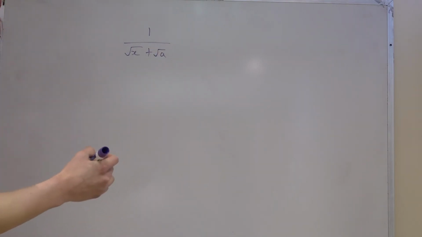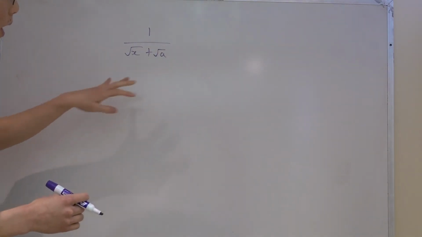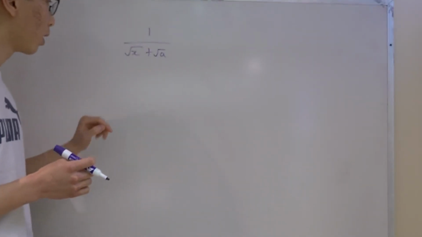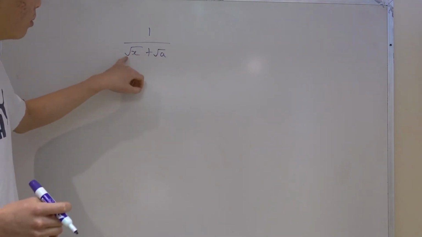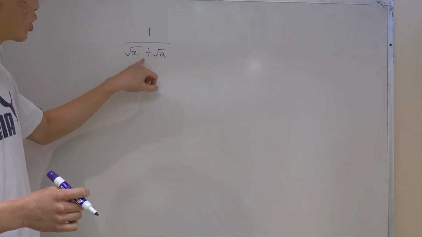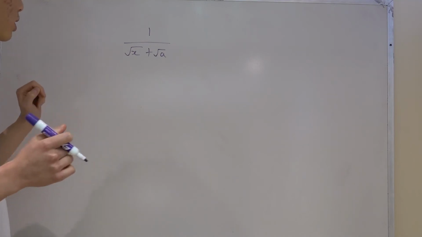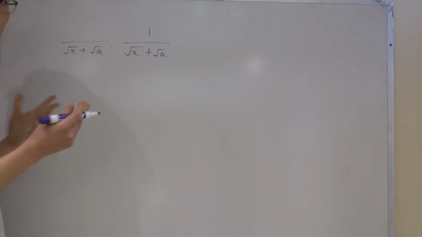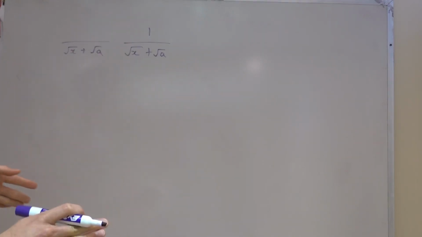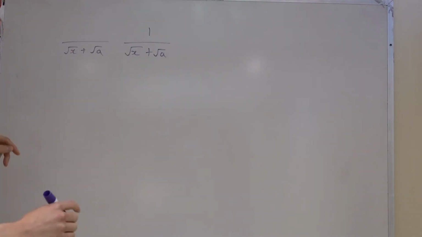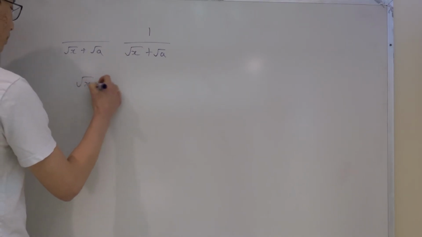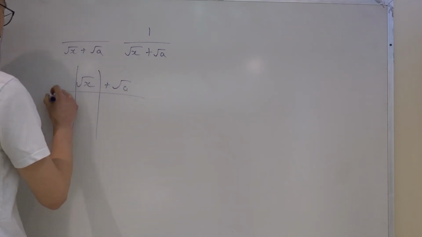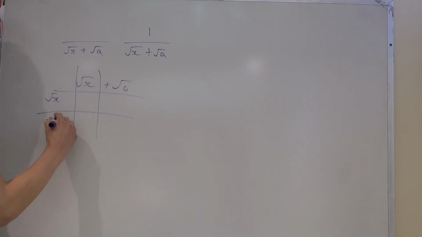Again, what we want to do in rationalizing the denominator is get rid of the square roots. But now we have a problem. Whereas before, these two were multiplied together, now we have an addition sign. We can't simply multiply by root x plus root a. It doesn't work this time. To make sure you understand why, we're going to multiply it out quickly in a table. Root x plus root a, root x plus root a.